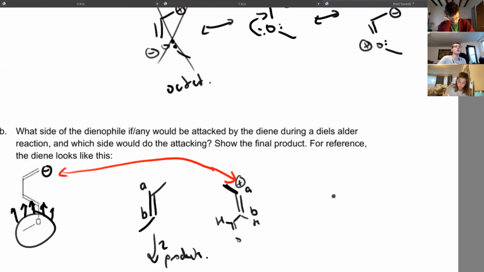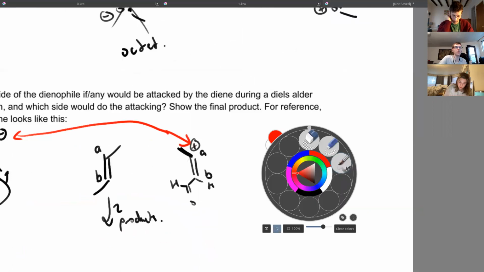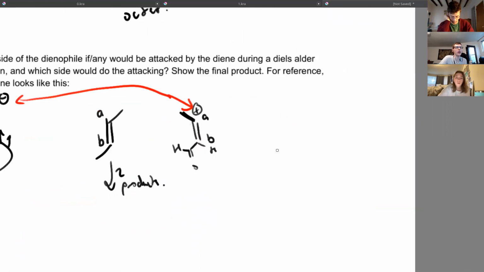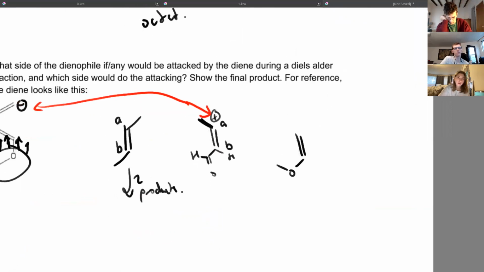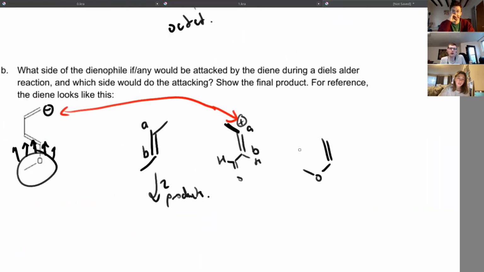Oops, wrong color, and I need to see what we had up here. Okay, and so we got a face. Wait, sorry, how'd you get the double bond there and not above? Which double bond? The one between A and B.